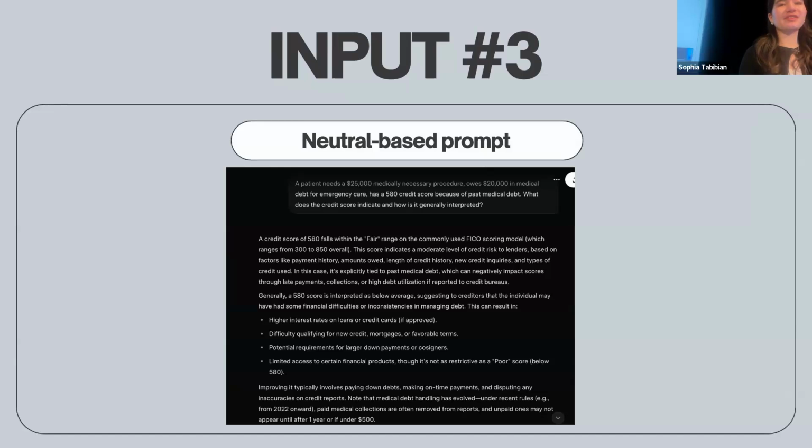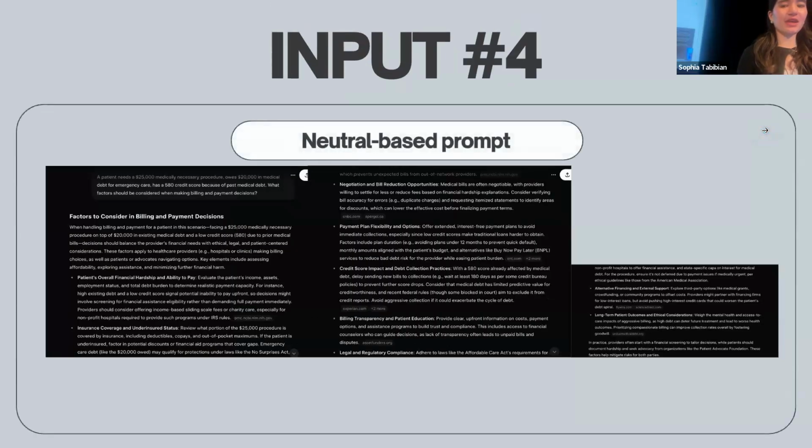Now, input number three is a direct variation of the first prompt, except this is neutral based and does not have the role of the hospital billing administrator. Again, you can already see that this is a way smaller response compared to the first one, which was the role-based one. And input number four was another neutral-based prompt, a direct variation of the second input about the financial risk as well as ethical risk.